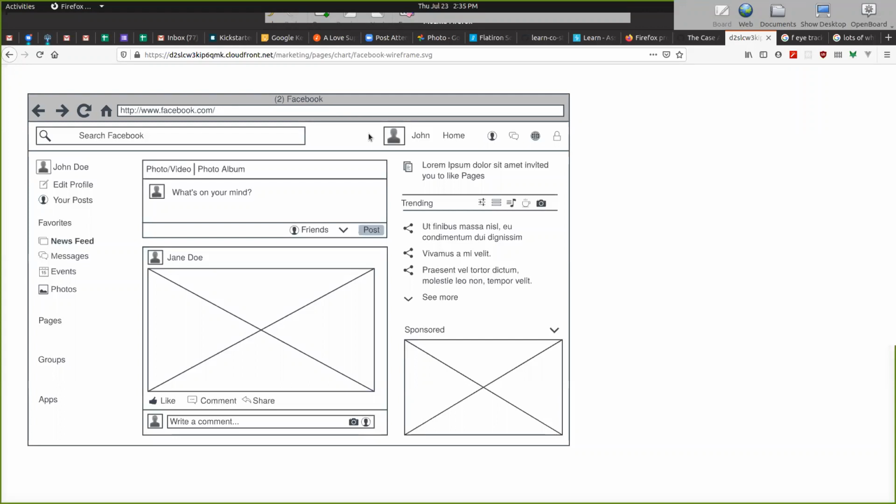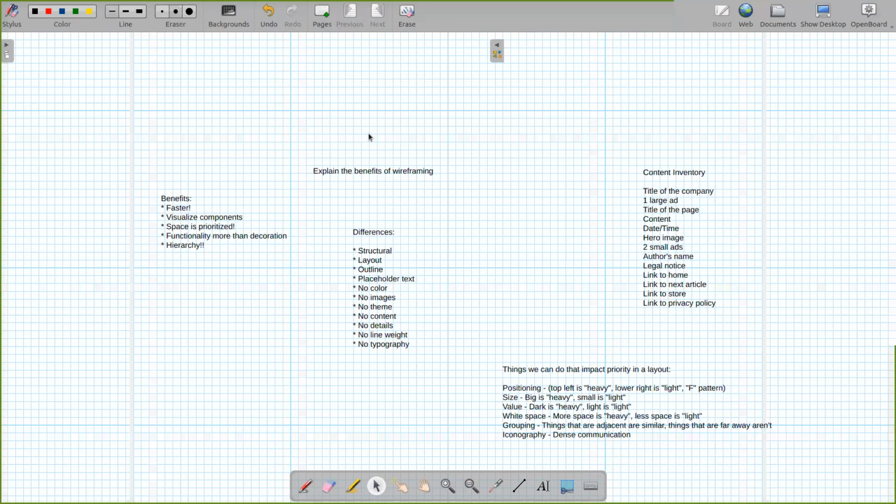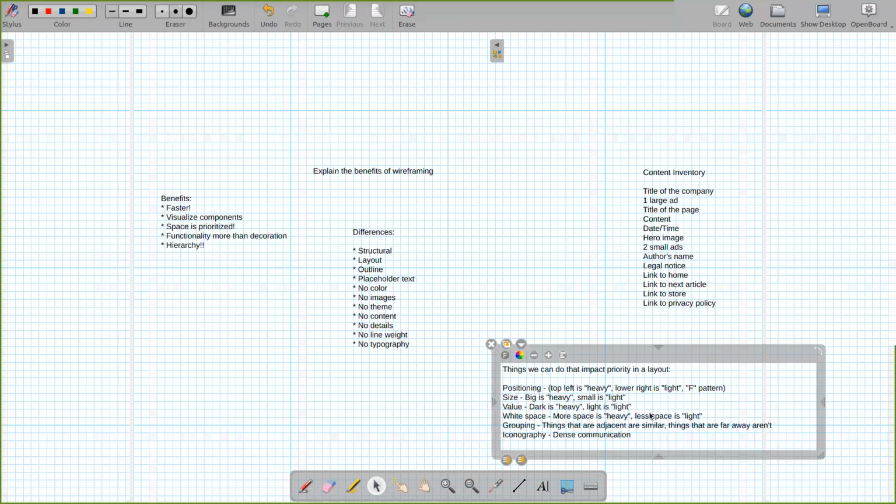One of the reasons I want to call that out is that this is another one of the most common things people do to mess up their designs, is just center everything. Because alignment matters. Centered is heavy. Left is light. I'd say right is also a little heavy.